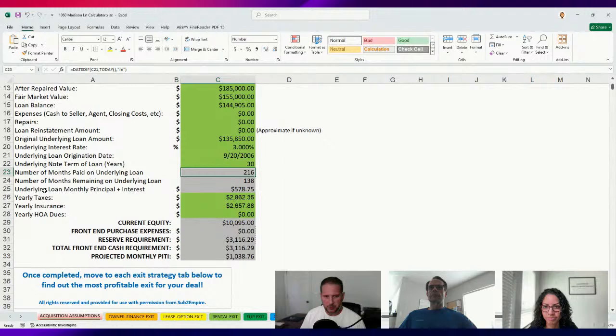So let's break it down a little bit. We look at line 25 here, our underlying principal and interest only, $578.75. We add in our taxes. We add in our yearly insurance, which is actually a little bit high. We've actually lowered this now since we purchased it.